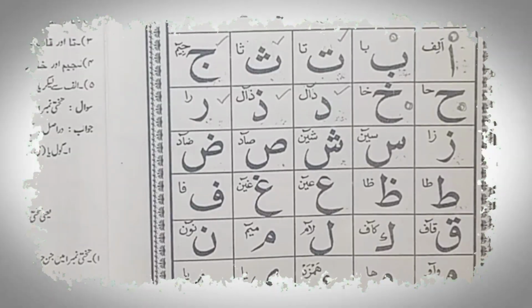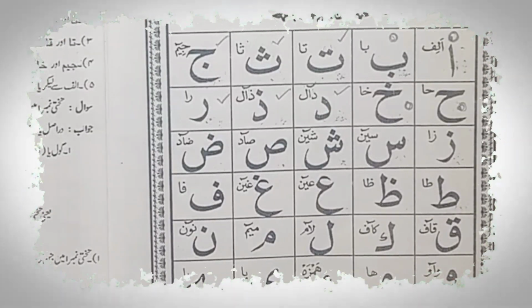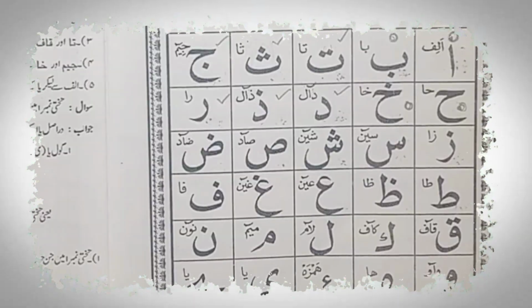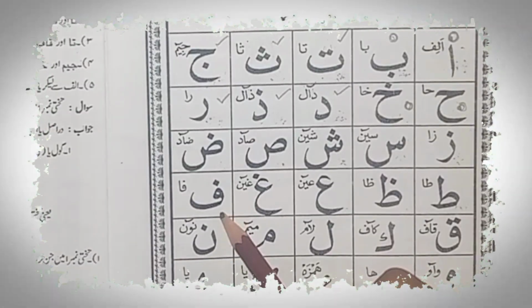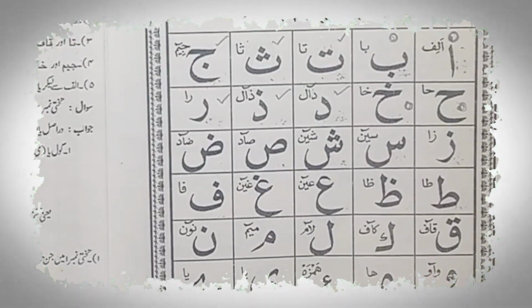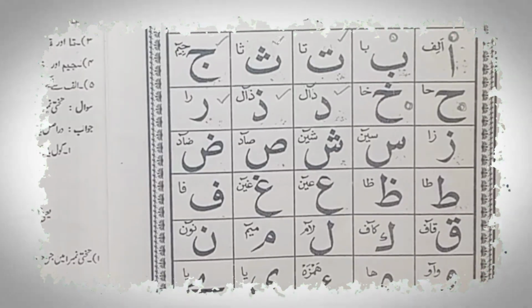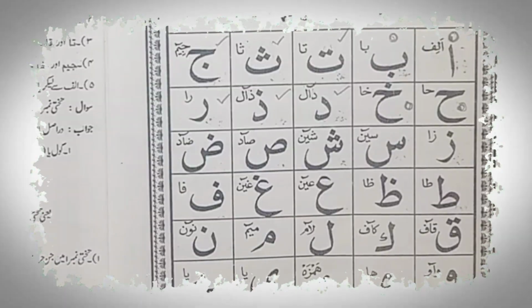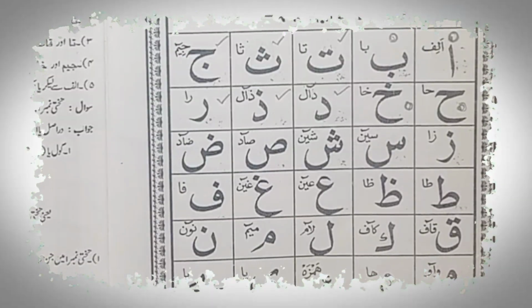Upper throat means which is near to the mouth. Ghain. Then Fa. Fa is pronounced by touching the lower lip to the upper teeth. Fa. Lower lip to the upper teeth.